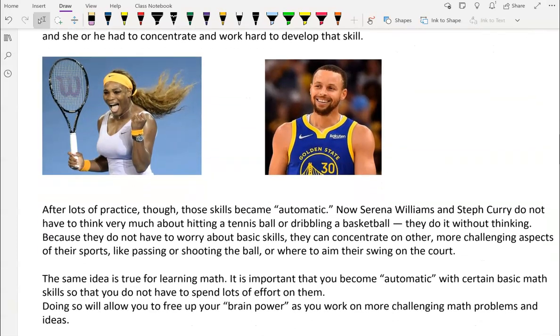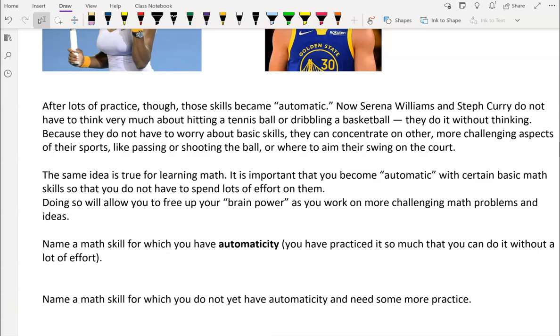After lots of practice, though, those skills became automatic. Now, of course, Serena Williams and Steph Curry don't have to think very much about hitting a tennis ball or dribbling a basketball. They do it without thinking because they don't have to worry about basic skills. They can concentrate on other more challenging aspects of their sports like passing, shooting the ball, or aiming their swing on the court. The same idea is true for learning math. It's important that you become automatic with certain basic math skills so that you don't have to spend a lot of time and effort on them.